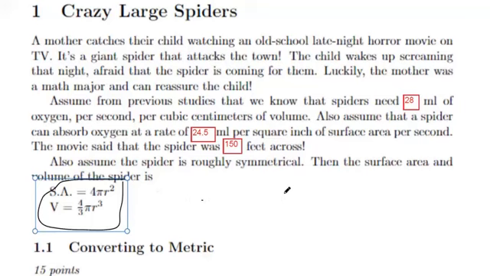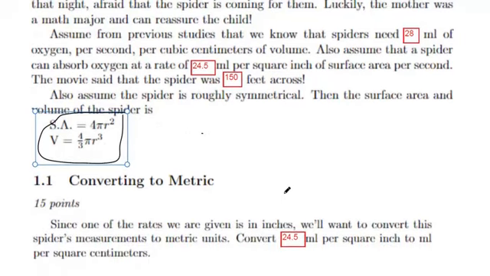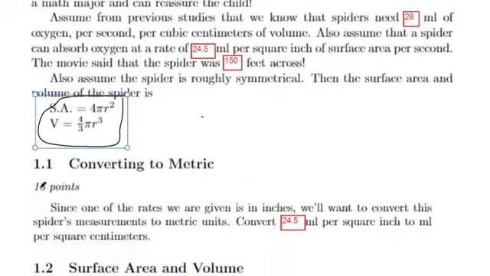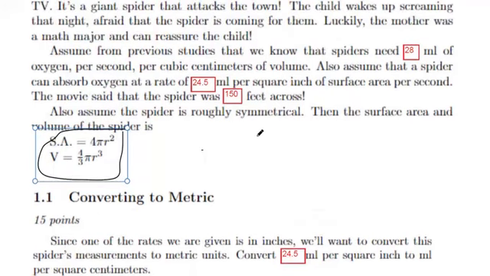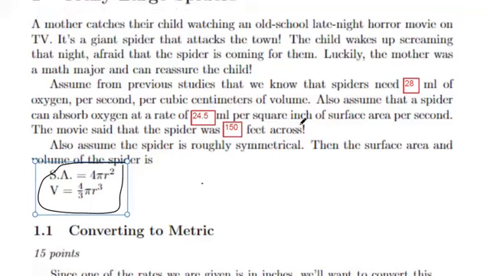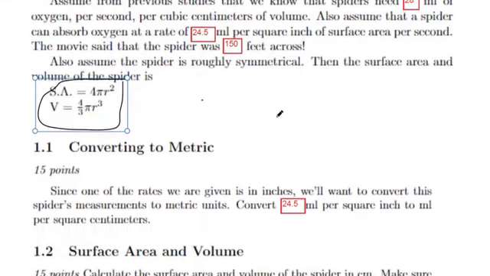Okay, so the goal is to eventually calculate whether these spiders that are incredibly large could actually exist in real life and absorb the amount of oxygen that they would need to survive. So it breaks it up into parts for us. We're given different units, right? One unit is feet across, square inches. This is all in English units. Oh no, here it's 28 milliliters of oxygen per second per cubic centimeter. So this one's cubic centimeters. This one's square inches. We got some different units going on.